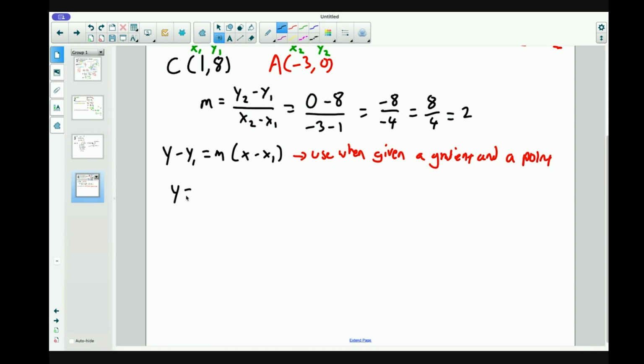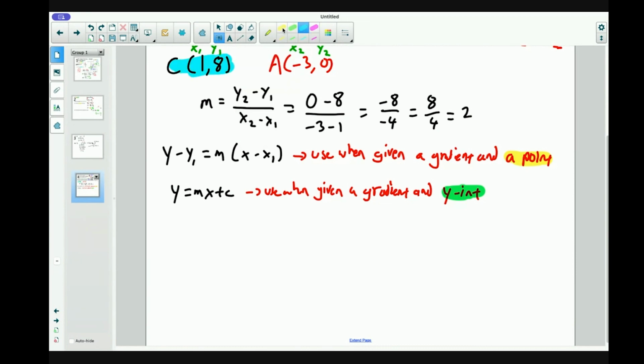In contrast, if we have y is equal to mx plus c, typically we'll use this when given a gradient and the y-intercept, okay? So the difference really lies in the fact that for the first equation, you're given just some random point, and then for the second one, you're given the y-intercept, okay? So for this one, because we know the gradient and we know at least one of the points on the line, we can actually just go straight into this equation here, okay? So I'm going to plug in C into this equation. So I'm just going to go ahead and use this 1 and 8, okay?